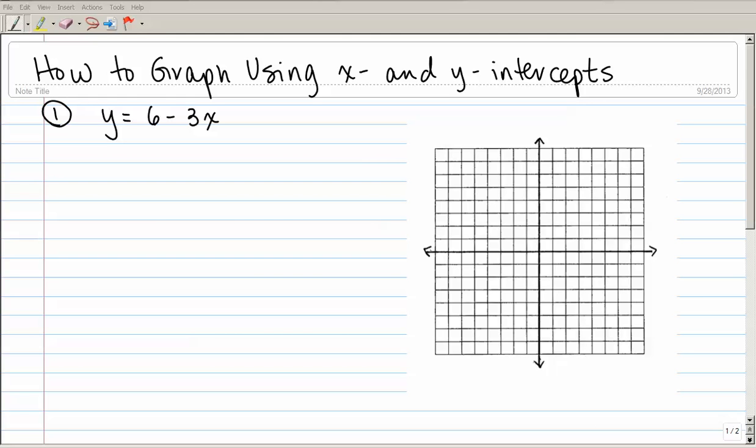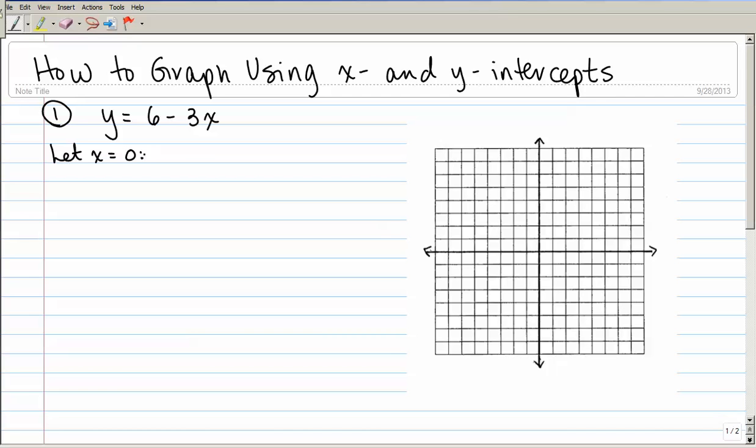Here's how to graph a linear equation using the x and y intercepts. So if we're given the equation y equals 6 minus 3x, what we need to do is find where the graph crosses the x-axis and where the graph crosses the y-axis, plot those 2 points, and draw a line. To do this, we're going to start and say, let x equal 0.